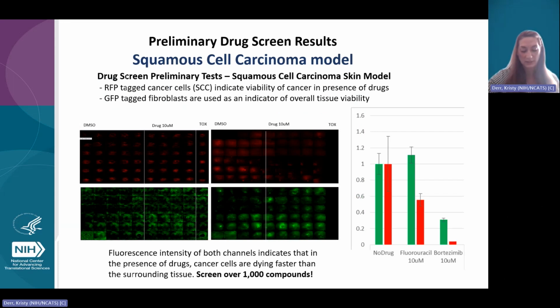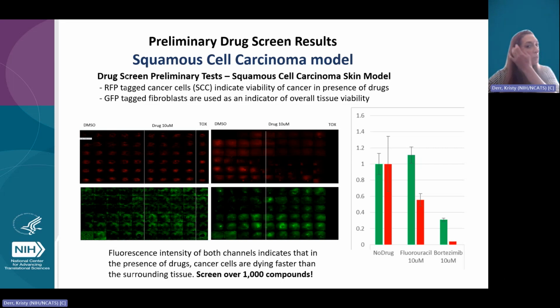We are really excited to continue this screen. Again, we are seeing exactly what we need to. No drug, the green and red signals stay about the same. When we test with the chemotherapy, the green stays relatively unaffected compared to the control, whereas the red goes down significantly. And then the bortezomib, which is the toxin, you can see it clearly kills most of the tissue.